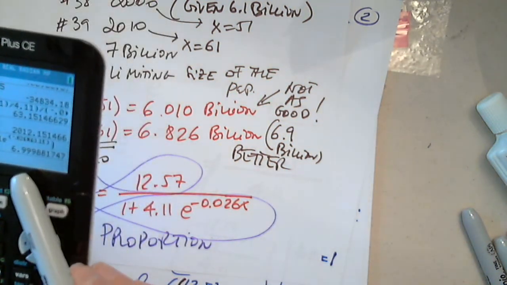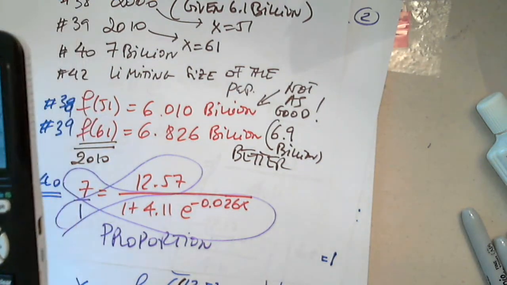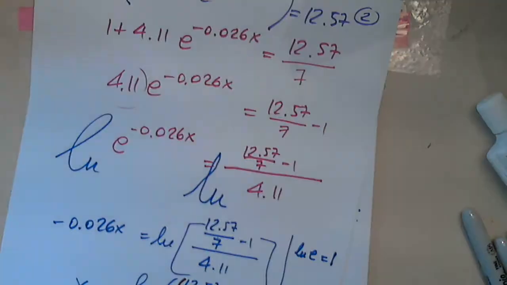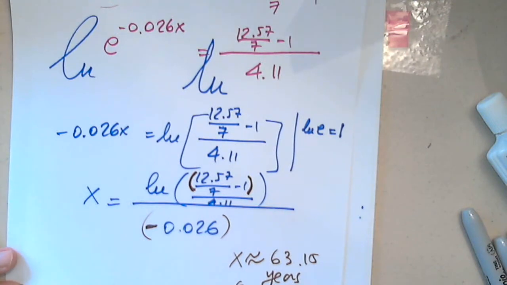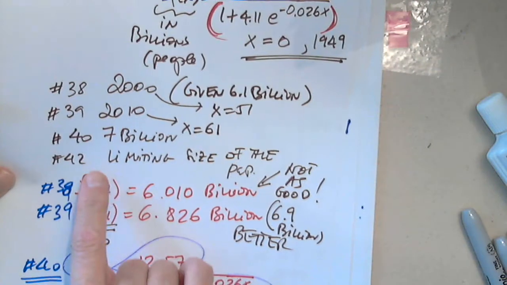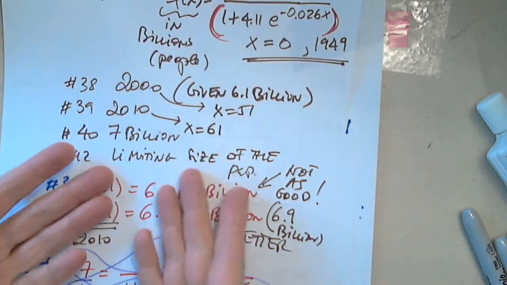I got 6.9999988. Pretty good. So I know that according to the model, in the year 2012, population was 7 billion. Now, they're asking us the final question here that I would like to work on, the limiting size of the population. What does this mean?